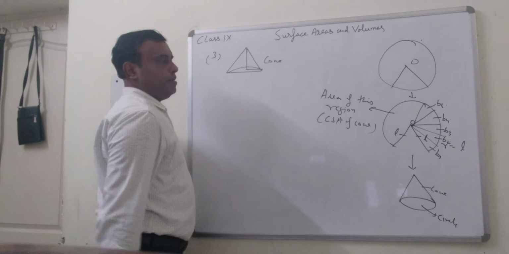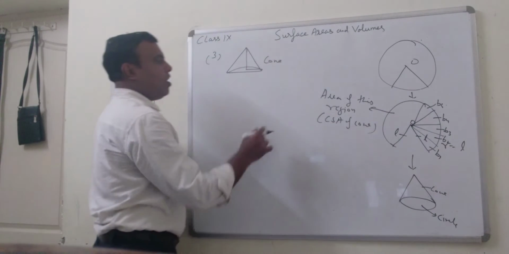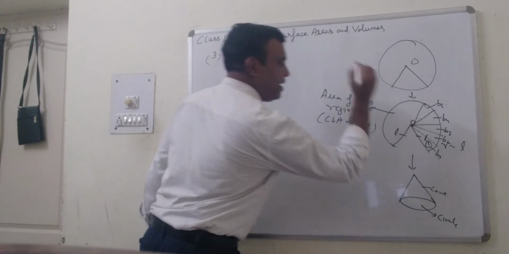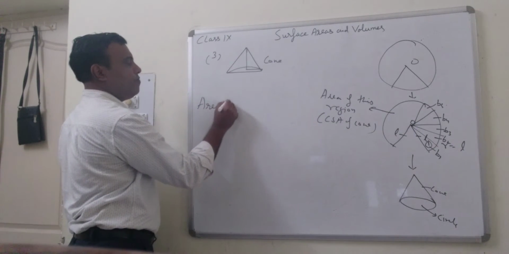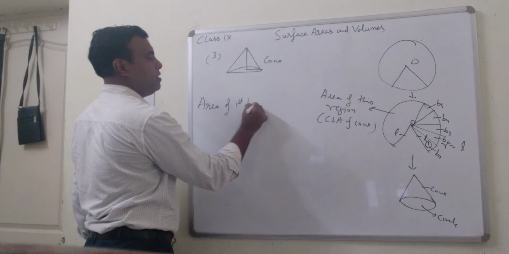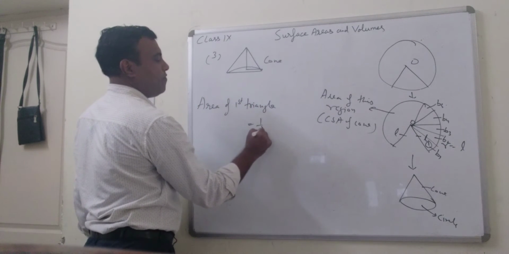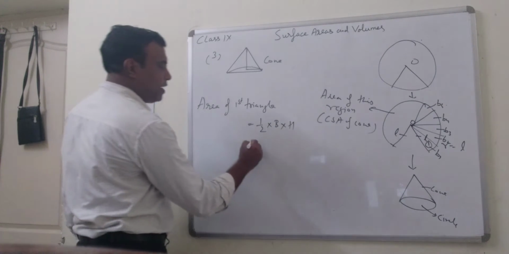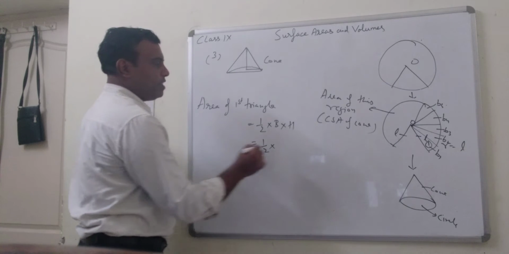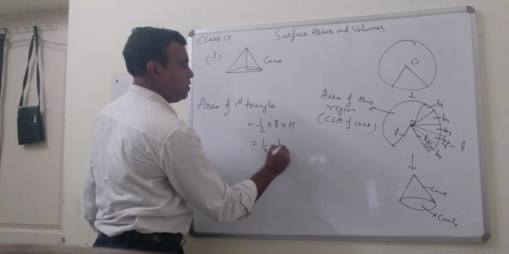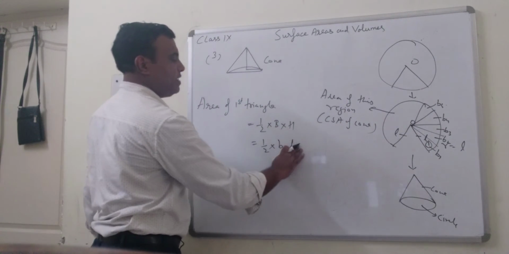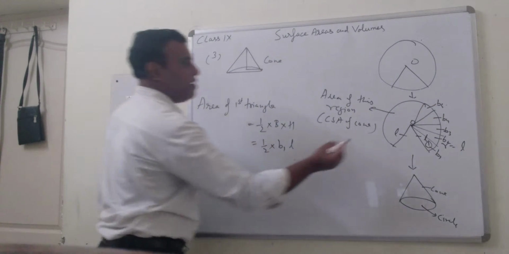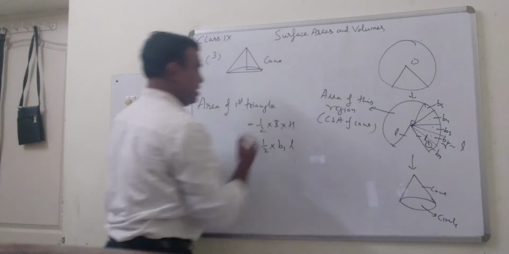We know that the area of a triangle is half base into height. Area of the first triangle is half base into height. What is the base? Base is B1. And what is the height? L. L is the height. Similarly, I will add all the triangles.